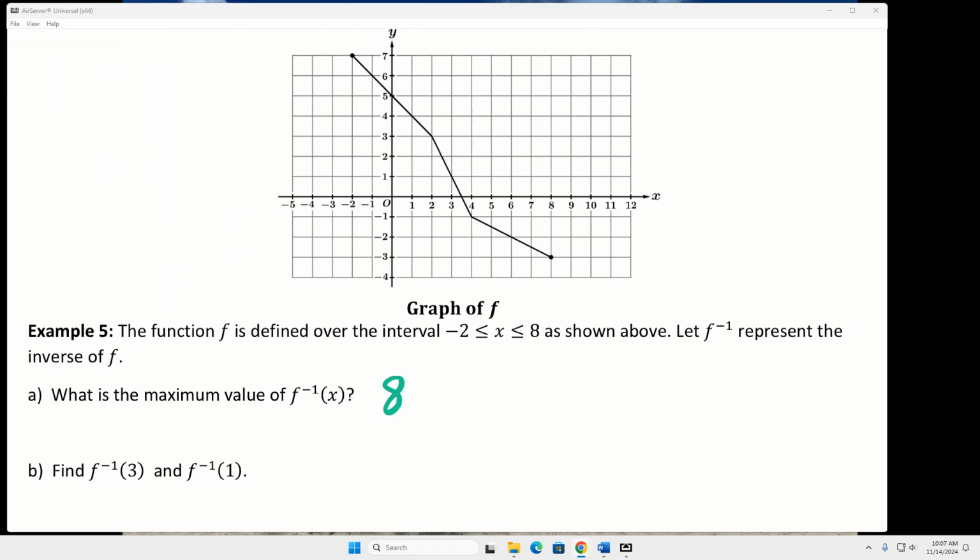All right, and then f inverse of 3, I will just go on the y, when y is 3, on the function x is 2. And then f inverse of 1 means we want to find what x value makes the y 1, which is 3.